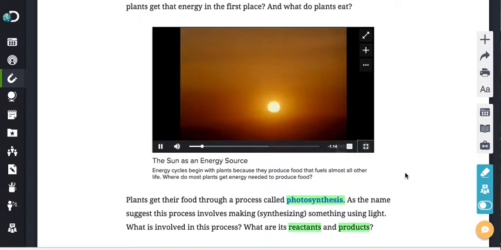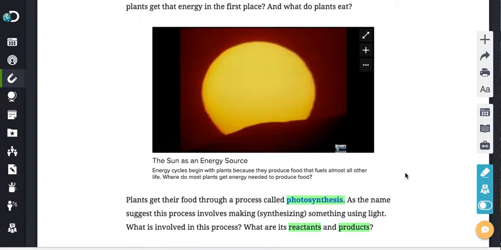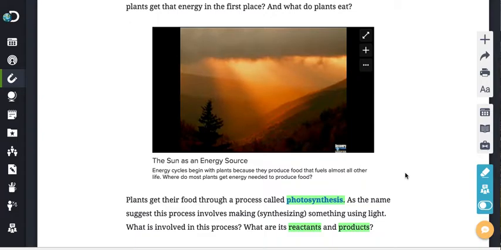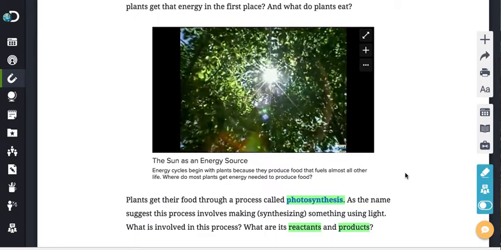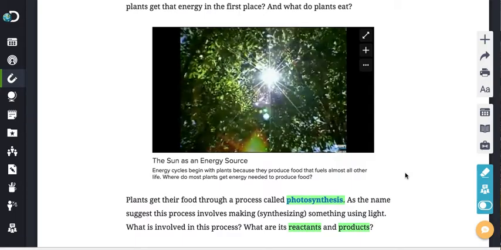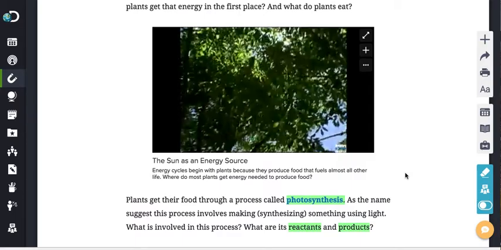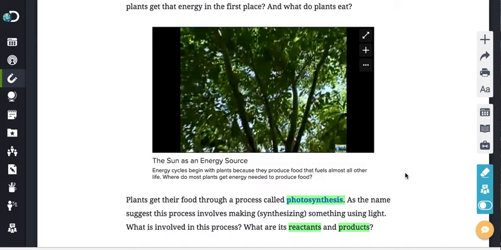The sun is the source of most of the energy in living things. In fact, solar energy sustains life on Earth. The sun transmits energy to Earth's surface in the form of electromagnetic waves. These waves transfer energy through radiation.